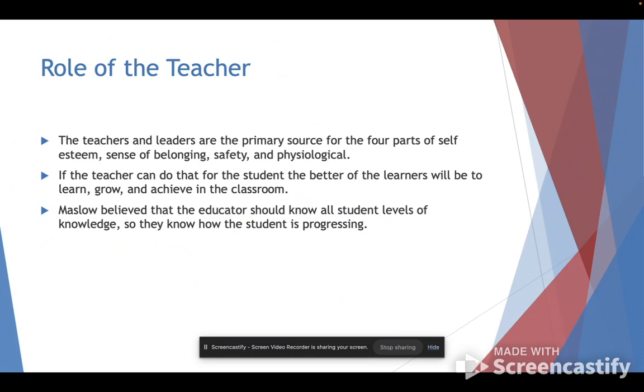If the teacher can do that for the student, the better the learners will be able to learn, grow, and achieve in the classroom. Maslow believed that the educator should know all the students' levels of knowledge so that they know how the student is progressing. So basically being able to see where that student was at when you first met them and how they might be progressing in those things, or what you might need to help them with to be able to move through those stages.